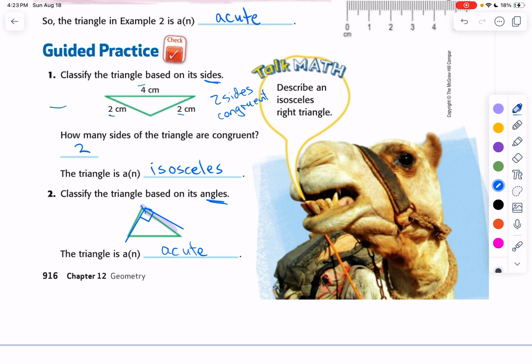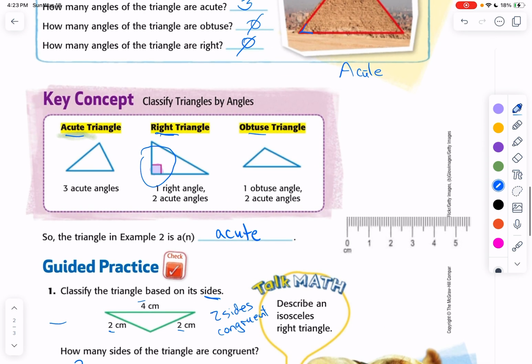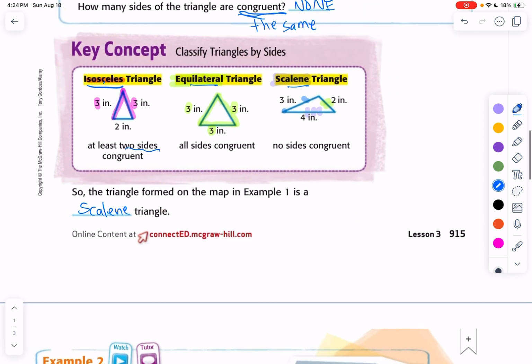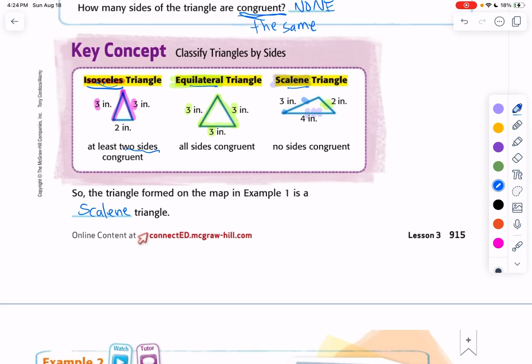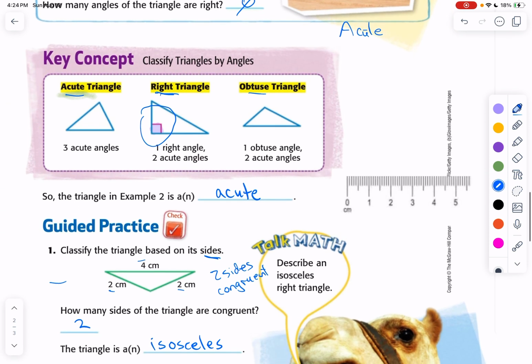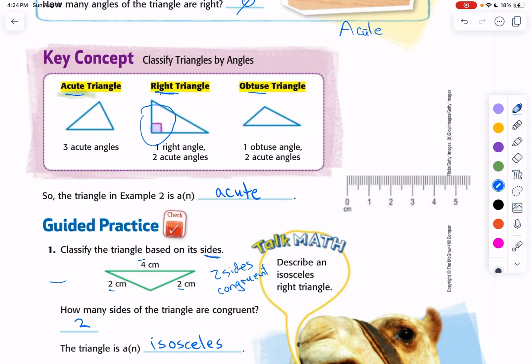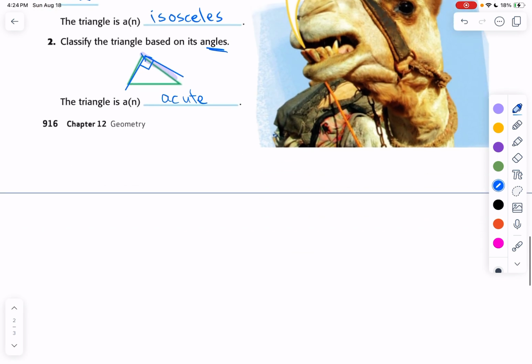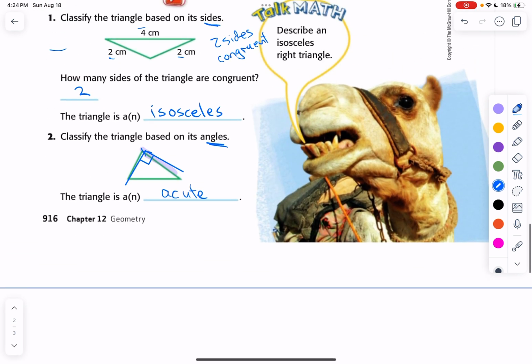All right, so you do have a page to glue in your notes that defines acute, right, and obtuse triangles, as well as isosceles, equilateral, and scalene triangles. Glue that in your notes so you can refer to it. You can also refer to these charts in your math book. That's what they're there for. You're learning this. I don't expect you to have it memorized at this point in your life. So refer to it and get good at it on the next page or two. That's all for now. Come talk to me if you have questions or ask a friend.